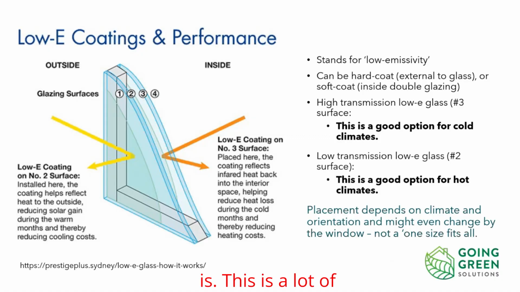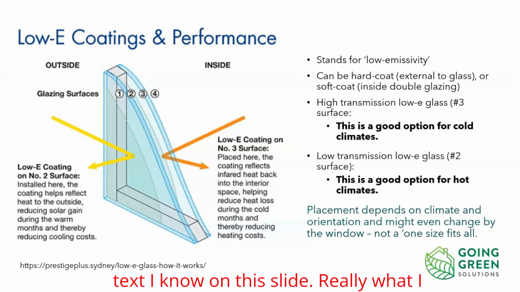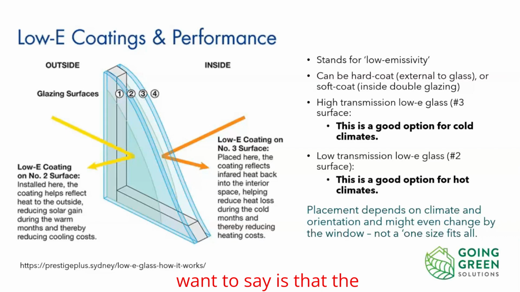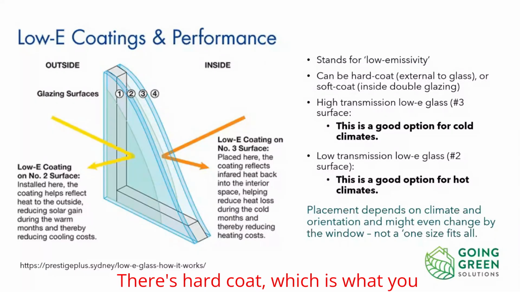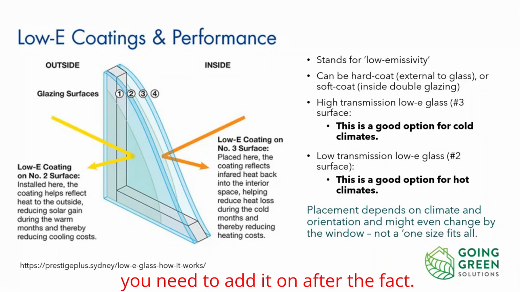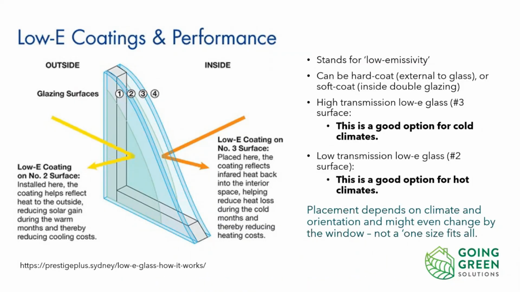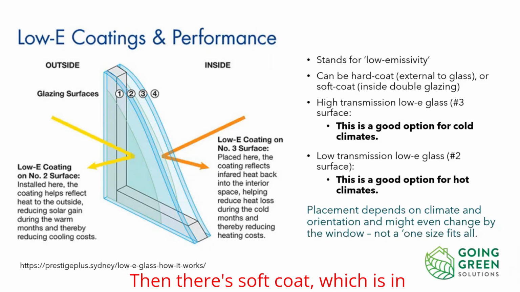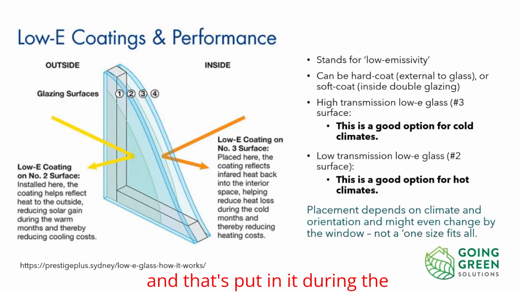This is a lot of text, I know, on this slide. Really what I want to say is that the main things are there's two types. There's hard coat, which is what you would add if you've already got glass and you need to add it on after the fact. Then there's soft coat, which is in the middle of double or triple glazing, and that's put in during the manufacture process of that.